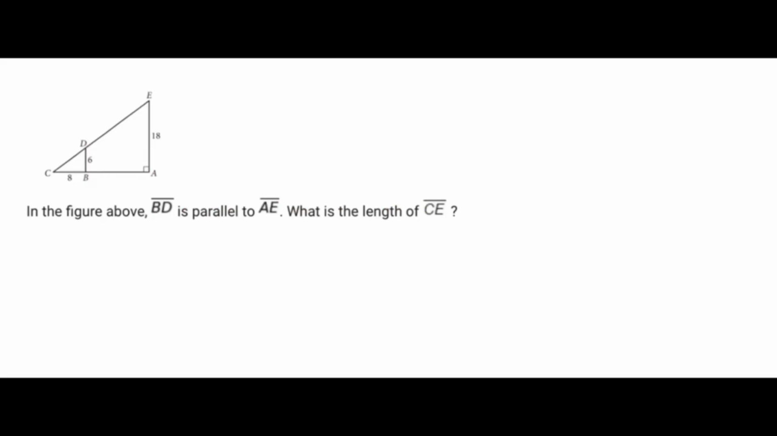In the figure above, side BD is parallel to side AE. What is the length of side CE? All right, so first off, we have two triangles: triangle EAC and also triangle DBC.